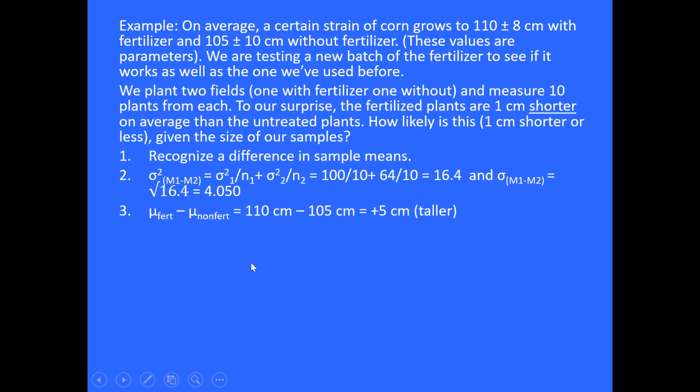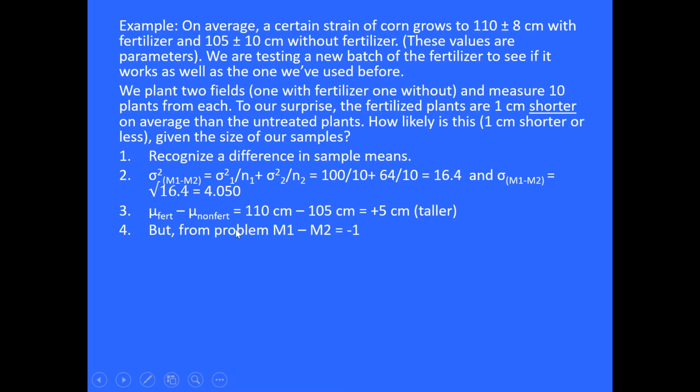Okay. So what we are going to generate is a distribution, or a model, of the difference between the means. So normally, this is the model we're going to generate: what happens when you subtract non-fertilized plants from fertilized plants, these means. The difference between the two means is 5. You see that? That's the difference between the two population means.